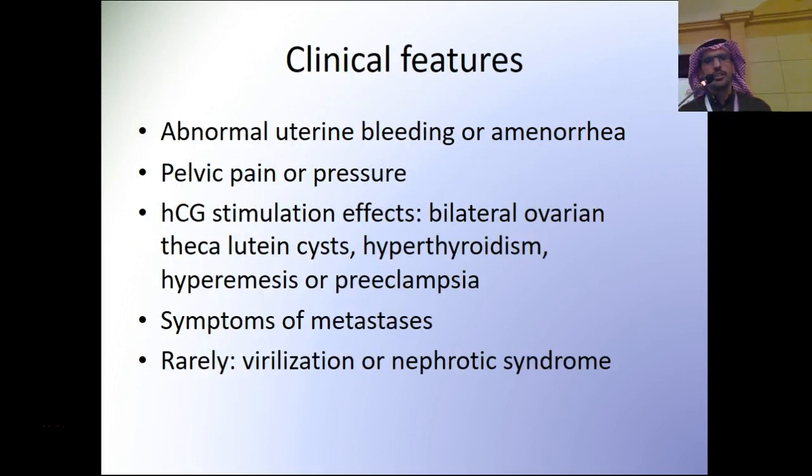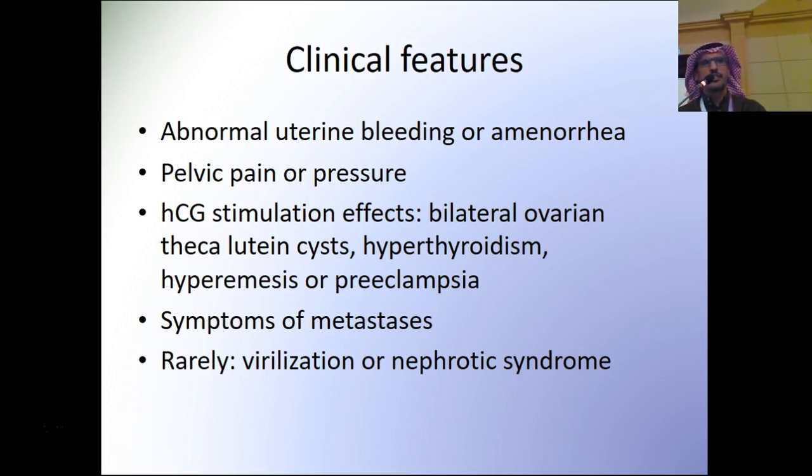Clinical features: usually the patient can present with abnormal uterine bleeding, which can be after molar or non-molar pregnancy, amenorrhea, which is more common after non-molar pregnancy, pelvic pain or pressure, and this is mainly because of uterine enlargement or if there is a bilateral ovarian complex cyst, beta-HCG stimulation effects like bilateral ovarian theca lutein cysts, hyperthyroidism, and rarely the patient may present with hyperemesis or preeclampsia.